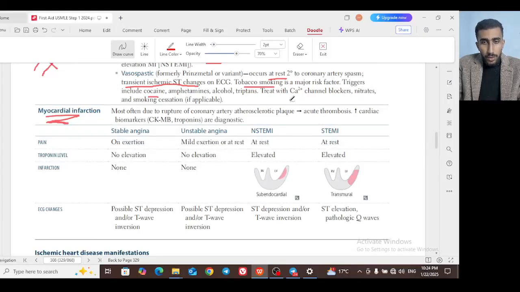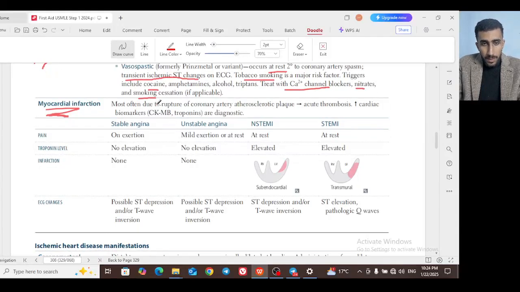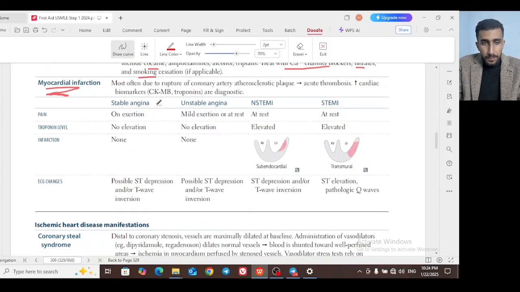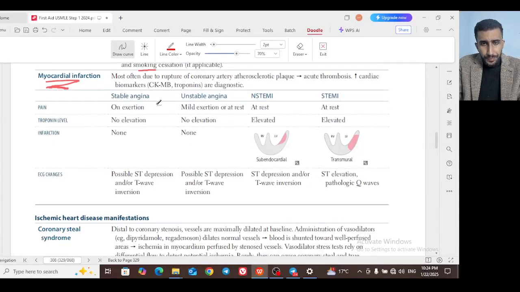For the treatment, you may give the patient something that will vasodilate the coronary artery, such as calcium channel blockers and nitrates, and you have to go through some kind of program for smoking cessation if applicable. The other type is myocardial infarction. It is further subdivided into non-STEMI and STEMI.